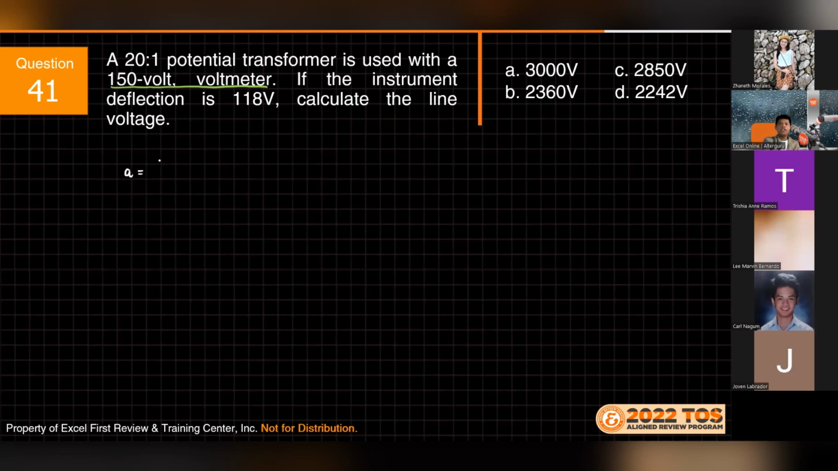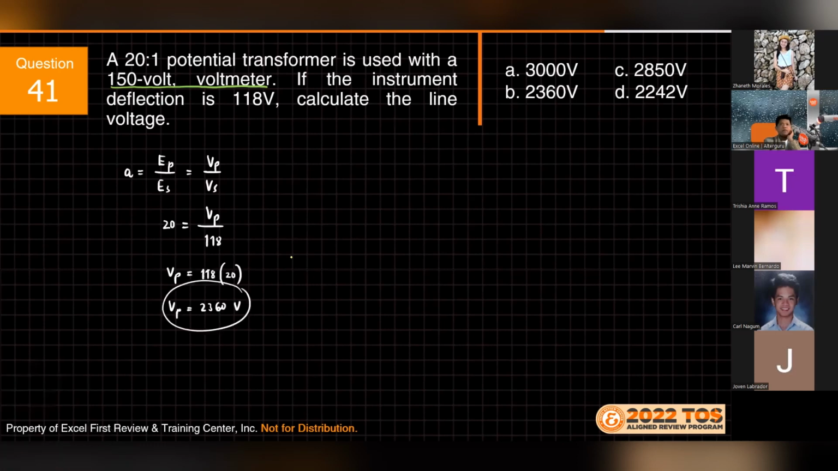Ang A natin, which is your EP over ES, equal yon sa VP over VS. If that is 20, that becomes what? The instrument deflection is 118, calculate the line voltage. Siyempre, dahil sa secondary ka nga nagtitest, 118 yun. No? So, VP is 118 multiplied by 20. Ayan. Thank you po sa mga nag-a-answer. 2,360 volts. Okay, so that will be your line voltage.